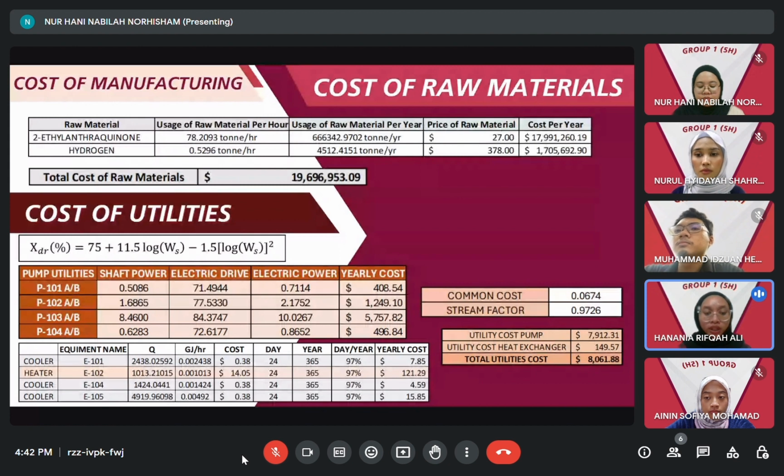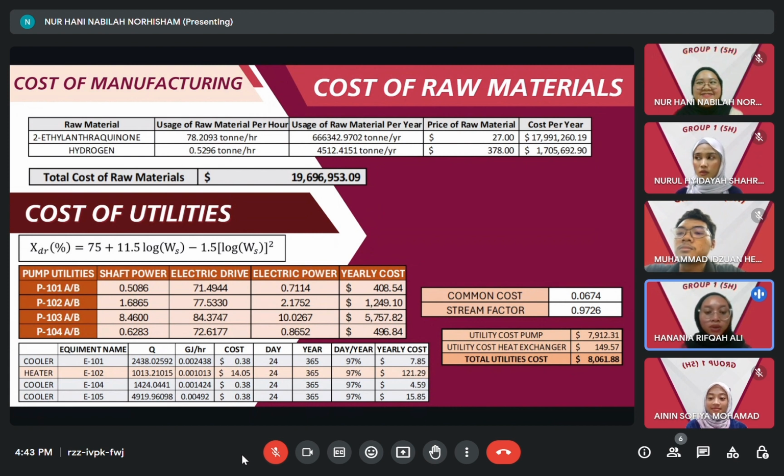For our raw material, we use 2-ethyl anthraquinone and hydrogen. Price of raw material for 2-ethyl anthraquinone is $27 per ton, and then $238 for hydrogen per ton. So total cost of raw material is $19 million. Okay, so for the cost of utilities, we have two types of utilities, which is pump and heat exchanger.